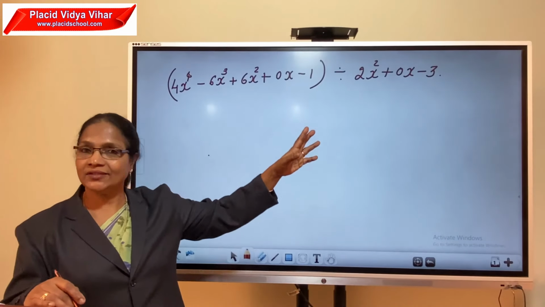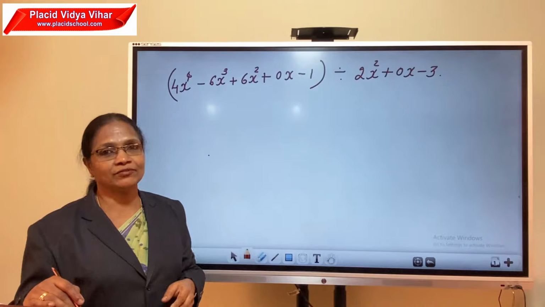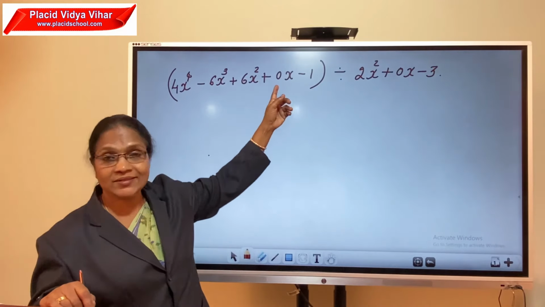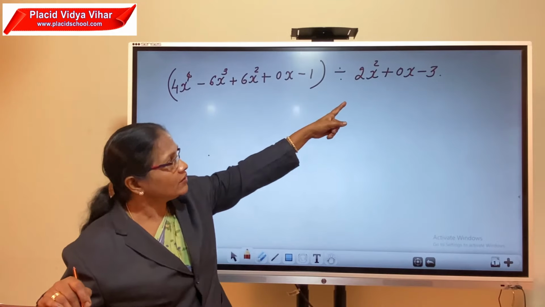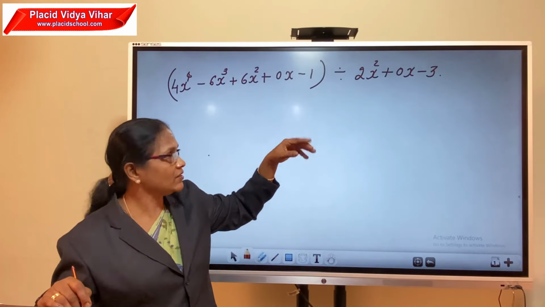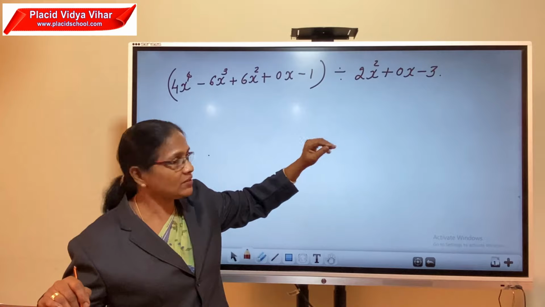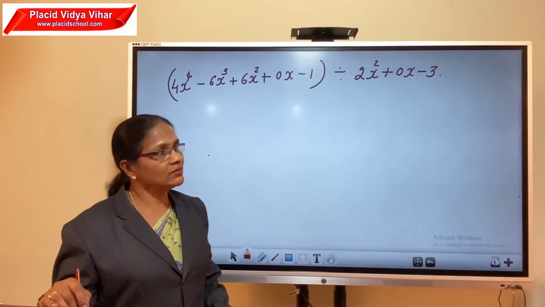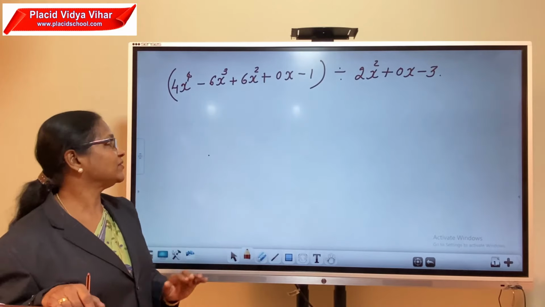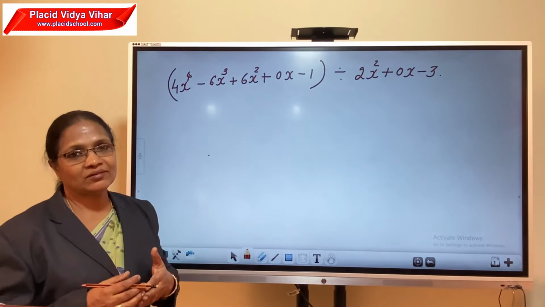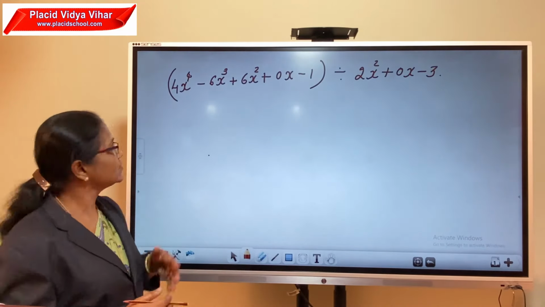The dividend and divisor both are in the standard form. In the question, the x term was missing. Therefore, I just entered that 0x. For the divisor also the x term was missing. I entered there also 0x. And now we are safe to complete the work. We can just write the coefficients.